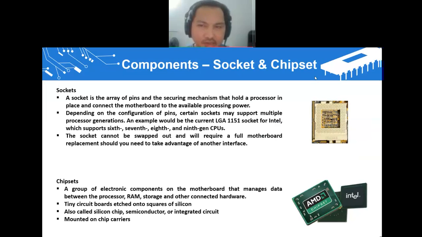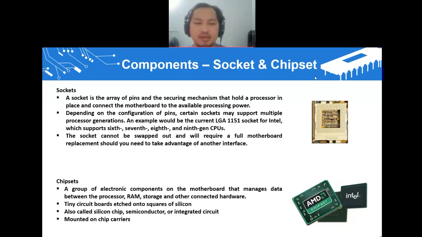The next component is socket and chip. The socket is the array of pins and the securing mechanism that holds a processor in place and connects the motherboard to available processing power. Depending on the configuration of pins, certain sockets may support multiple processor generations. For example, the current LGA 1151 socket for Intel supports 7th, 8th, and 9th generation CPUs. The socket usually cannot be swapped out and actually needs a full motherboard replacement should you need to take advantage of another interface.